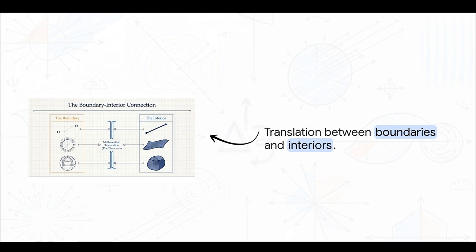The big secret of vector calculus is actually pretty simple. Calculating something super complicated on the inside of a space is perfectly mathematically equal to just measuring its outer edges. The theorems, they're literally just the translation engines between the two.